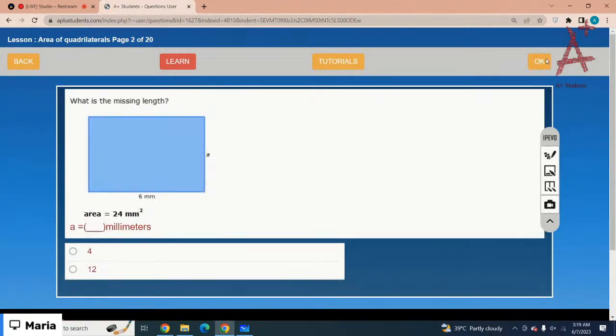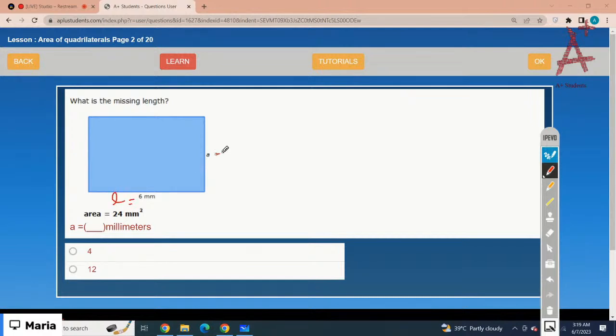Okay, the next one is, what is the missing side length? You are given the area of the figure and you have to calculate the missing side length. One of the sides you are given is 6. That is a rectangle. The area of the rectangle is length times width. You are given the area, that is 24.